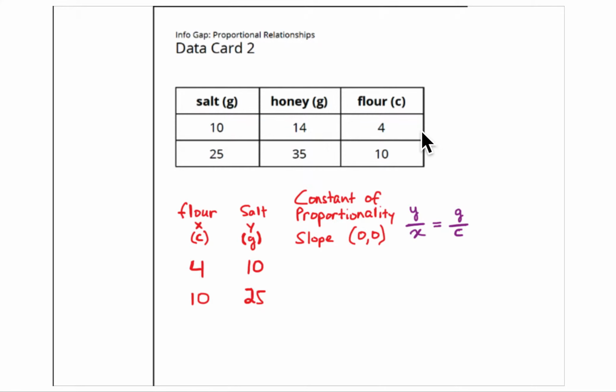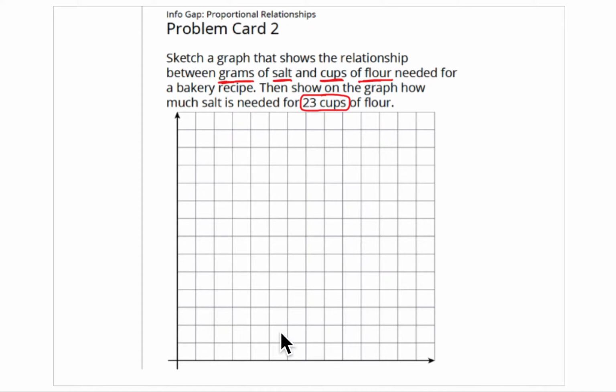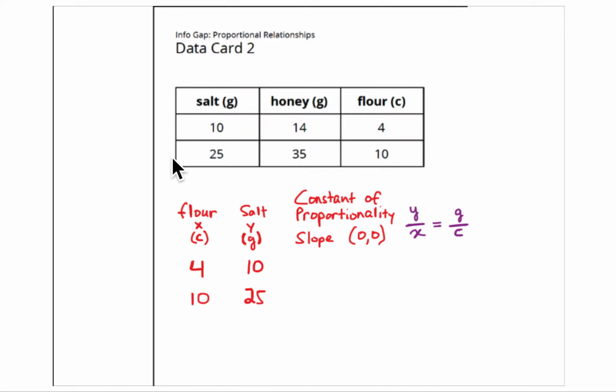And again, what's going into your information is the number of cups of flour. So in the end, you're going to have 23 cups of flour. How much salt do you need for that? So that tells me I'm going to put the number of units of flour, the value for flour, label the flour along the x-axis, and grams of salt is going to go along the y-axis.